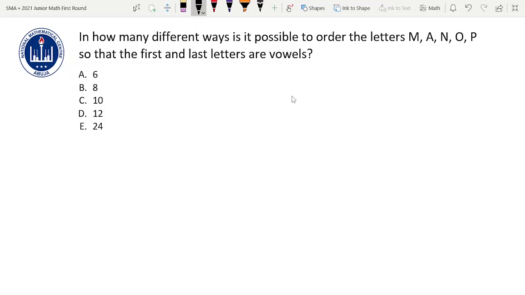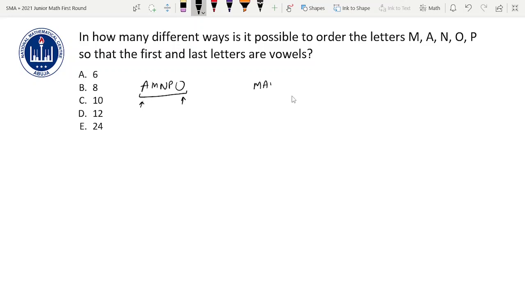So, an example of such an arrangement will be A, M, N, P, O. The reason why this arrangement is valid is because it starts with a vowel and ends with a vowel. That's the only condition that we have for an arrangement of these letters to be valid.